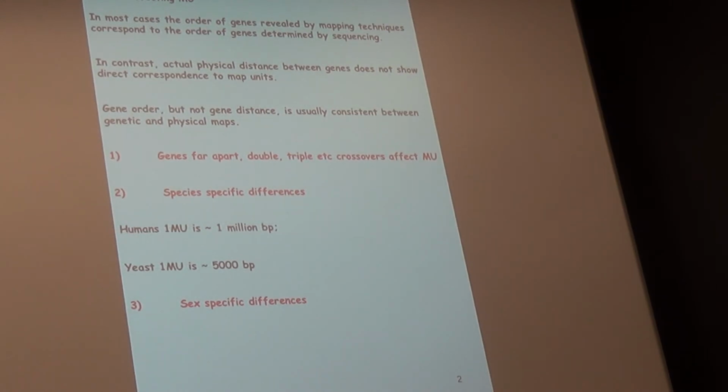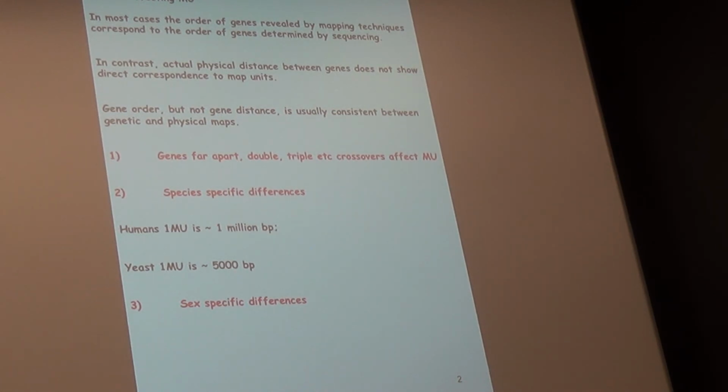What do you mean by closer together? So the base pair. Oh, no. So what I'm saying is that there is one recombinant event every 5,000 base pairs compared to in humans where there is one recombinant event every million base pairs. So what is map unit? Percent recombinants. That's what I'm trying to do.